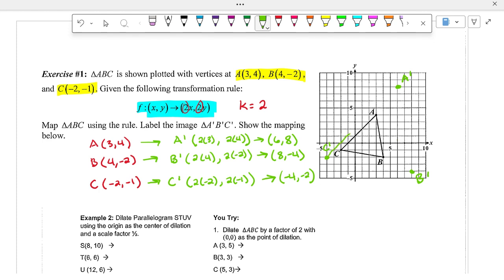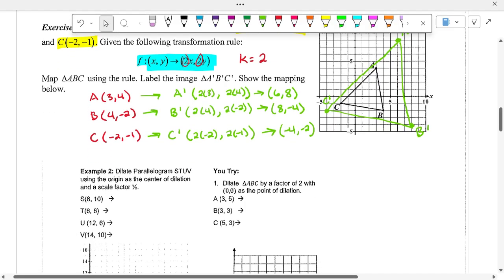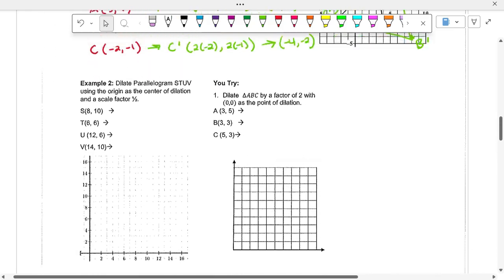So my figure will look like this. Do you see how it's bigger than the original? If our scale factor was a number greater than 1, it should have gotten bigger. All right. Let's do another example.